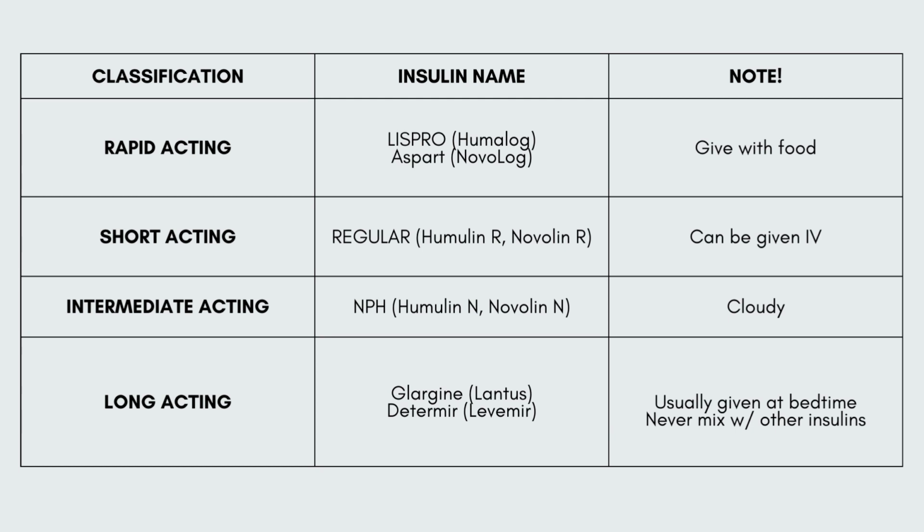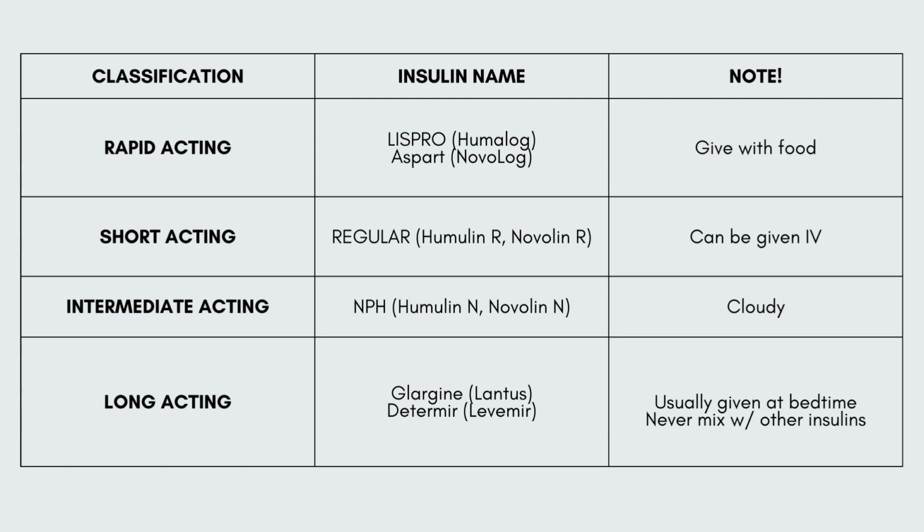and we want to lower their blood sugar faster, we can give the short acting IV. We also have the intermediate acting, also known as the NPH. We have the Humulin N and the Novolin N. You will notice that the short acting and the NPH are kind of similar. The difference is Humulin R represents regular and Humulin N represents the NPH.